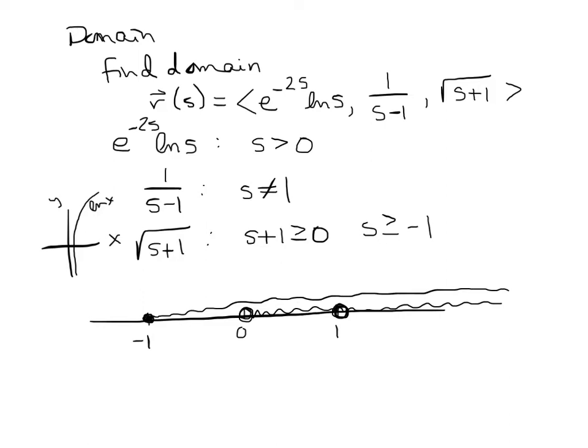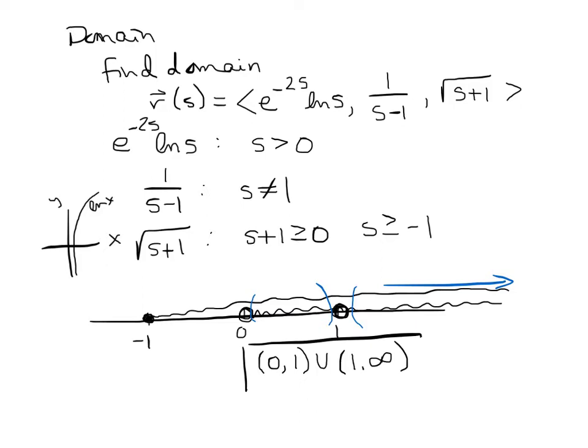Now, the domain is the s's that we can put in that will work for everything. So we want to look at where all of these things overlap. So we have overlapping here and from there on. So we have overlapping in between 0 and 1, but not including 0 and 1. And then we have overlapping from 1 to infinity. There's the domain.